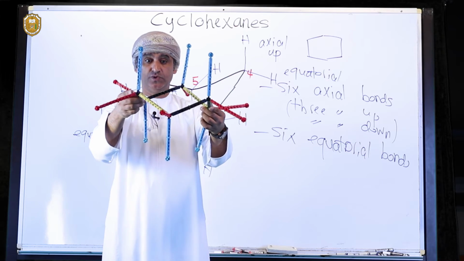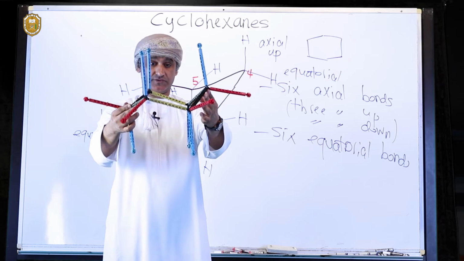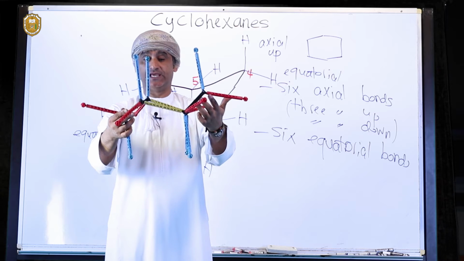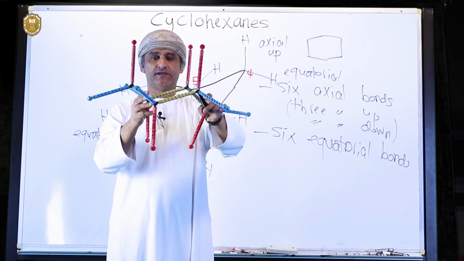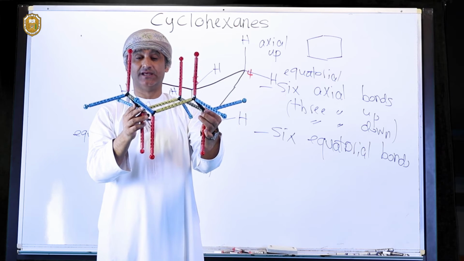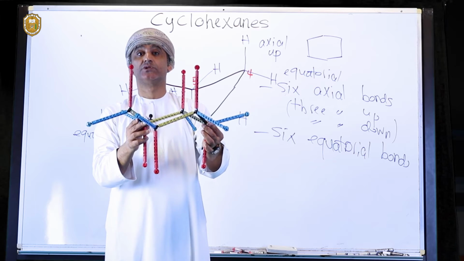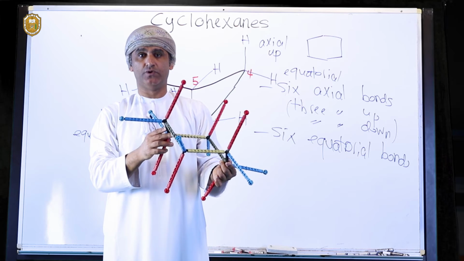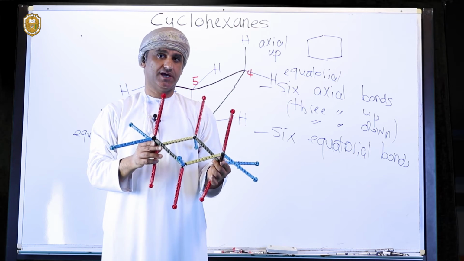Now, if you interconvert from one chair into another, remember this model: the axial bonds are blue, the equatorial bonds are red. If we go from this chair to the other chair, every axial bond becomes equatorial. The blue bonds now are equatorial, not axial. They were axial in the previous chair, but now they are equatorial, and the red ones, which were equatorial, now become axial. Any axial bond becomes equatorial in the other chair, and vice versa.